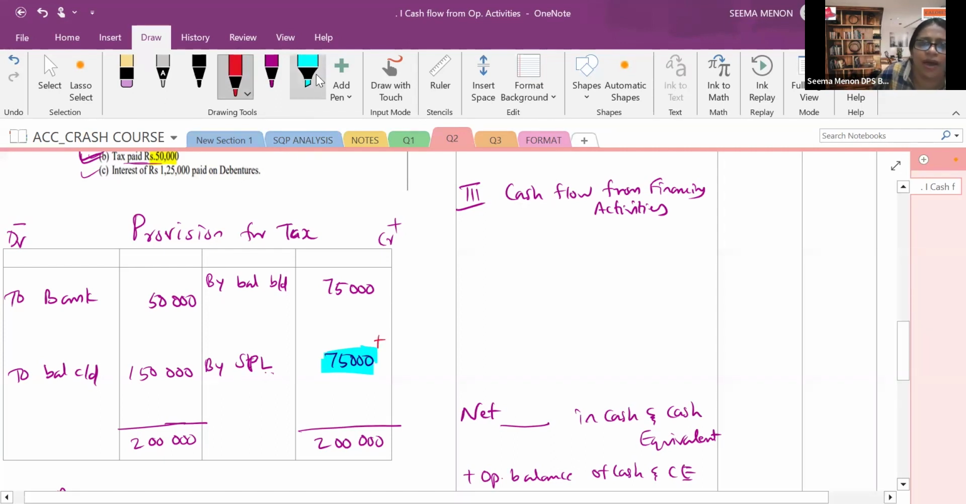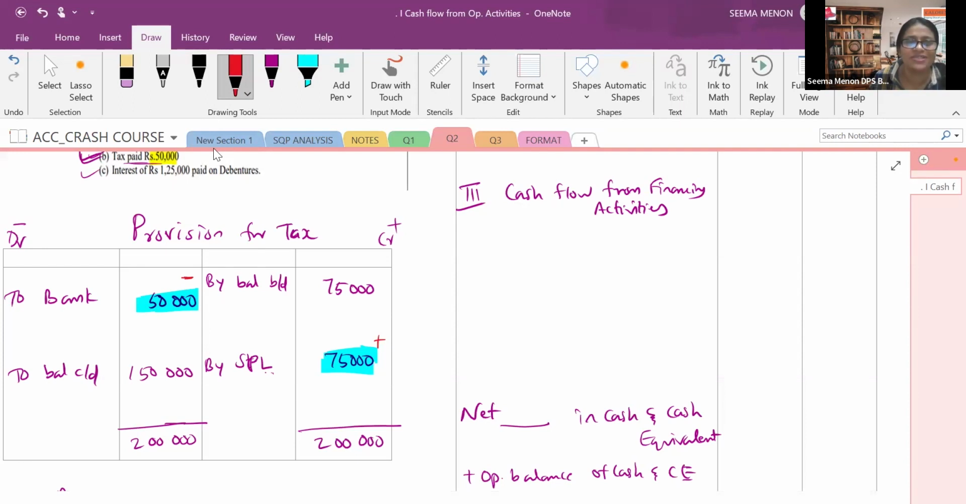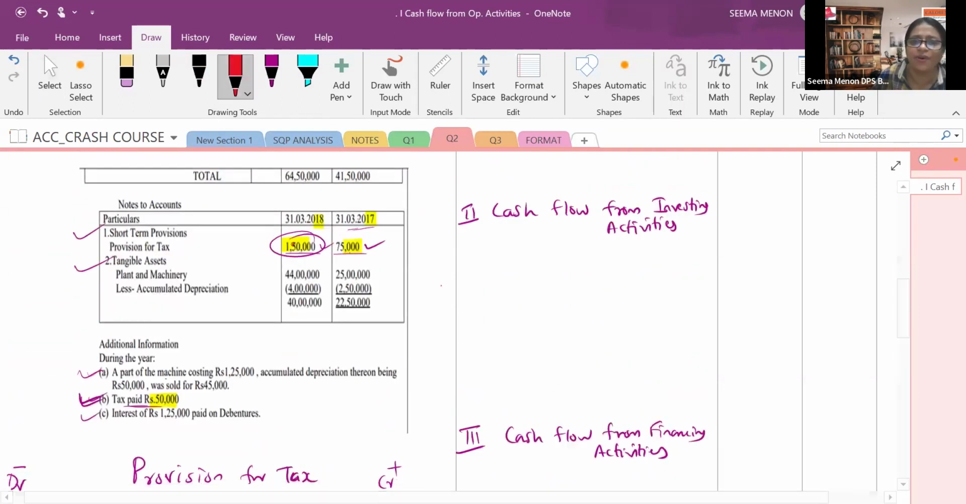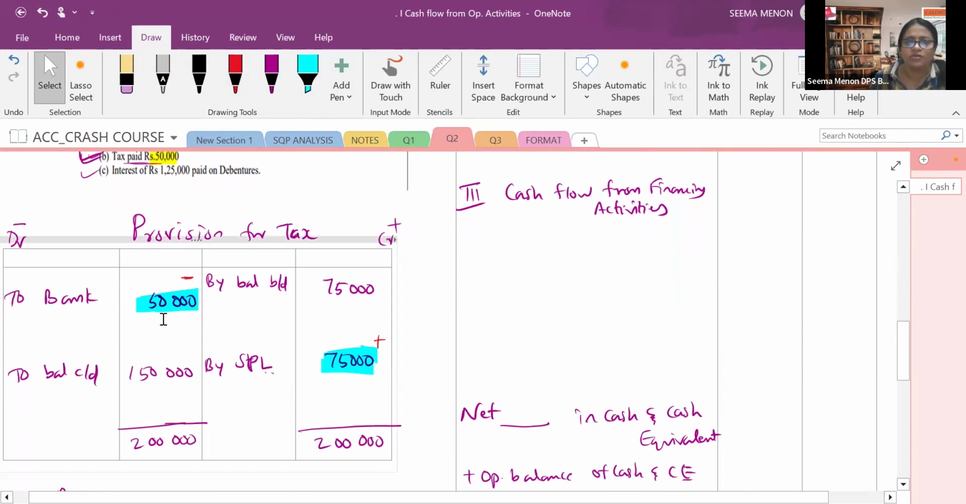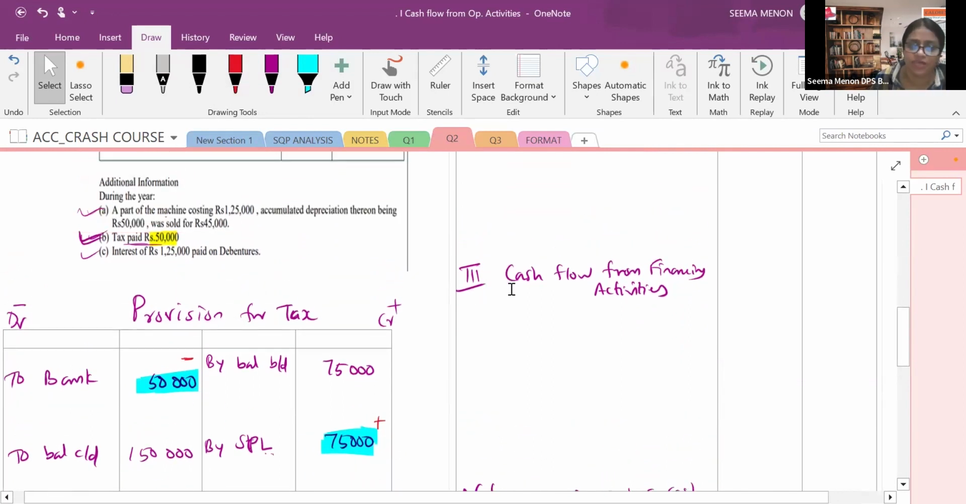And this bank, that means you already paid this much tax. This you will subtract from the cash generated from operating activity. So in short, whatever is given in the notes to account, this opening balance and closing balance will be ignored when three items are given in the question, three items of tax. So 50,000 and 75,000 we will just now enter the same here.